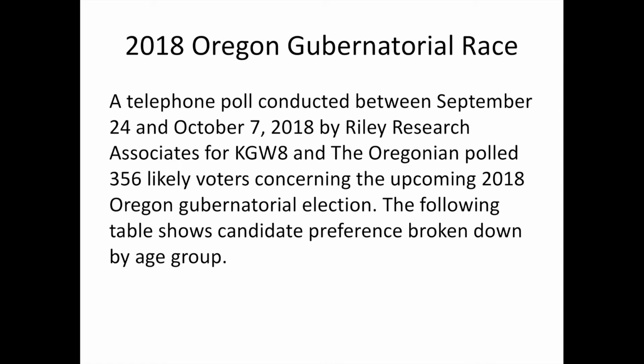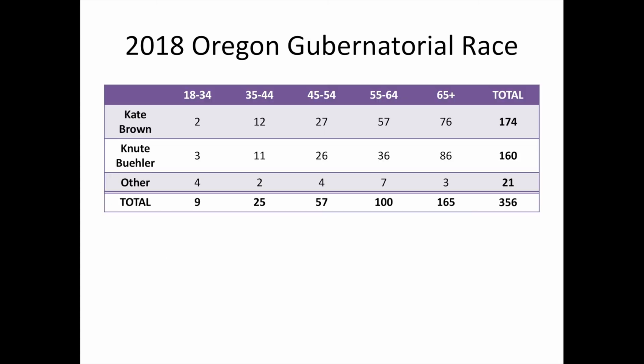So here's our example again from the 2018 Oregon gubernatorial race. Once again, a telephone poll was conducted between late September and early October by Riley Research Associates for KGW8 and the Oregonian, and they polled 356 likely voters concerning, at the time, the upcoming 2018 Oregon gubernatorial election. The following table shows candidate preference broken down by age group. This is the same table we saw last week in class.